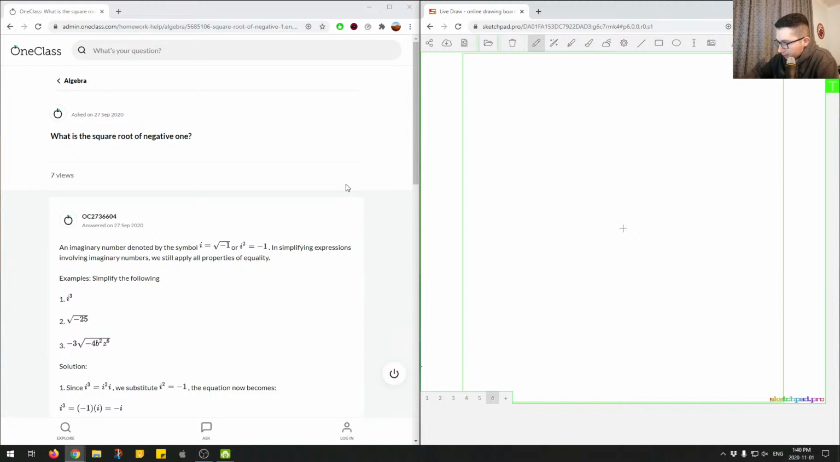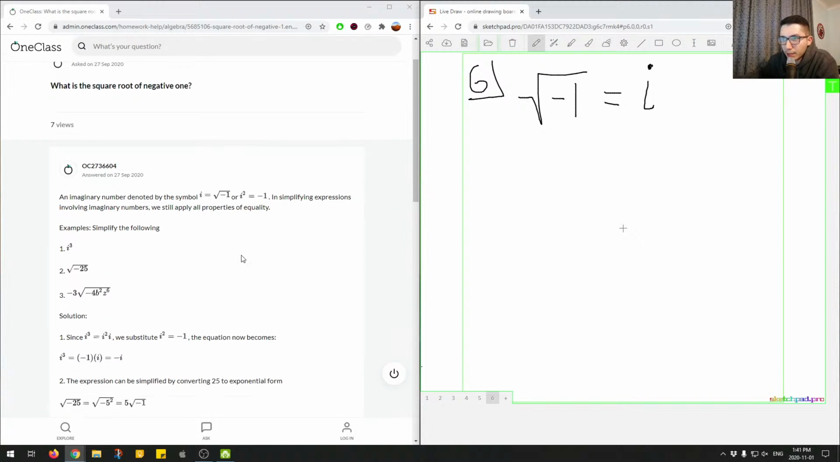Okay, so question number 6. What is the square root of negative 1? This is a very important thing to know. Essentially, this value is represented by i, which is just an imaginary number. It's very useful when you're solving problems, depending on the problem, and it'll help you solve equations that give you a negative square root.